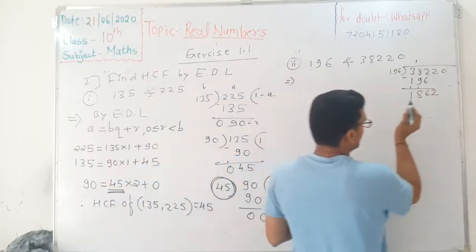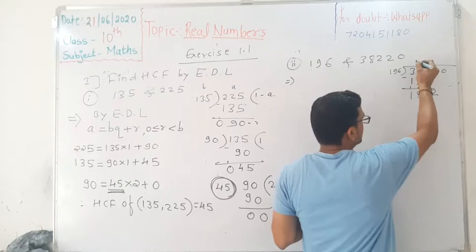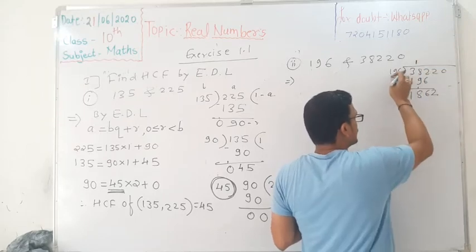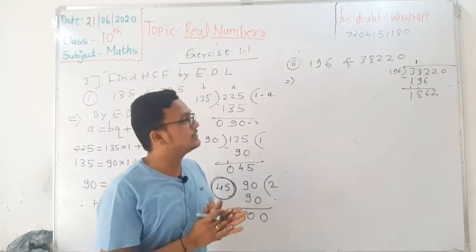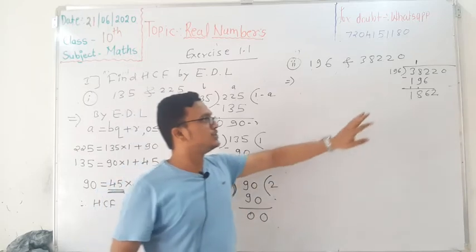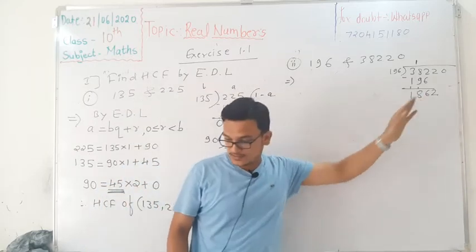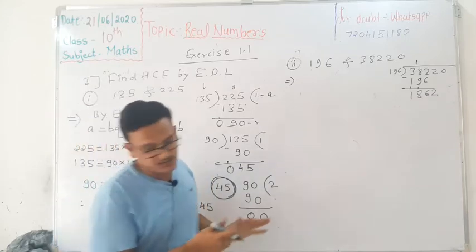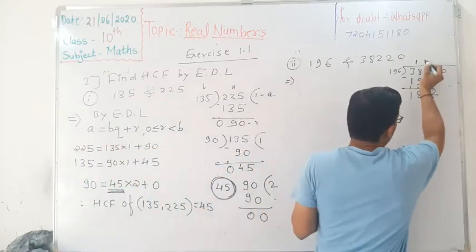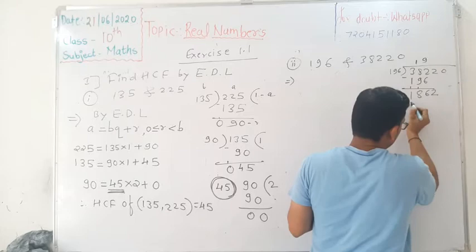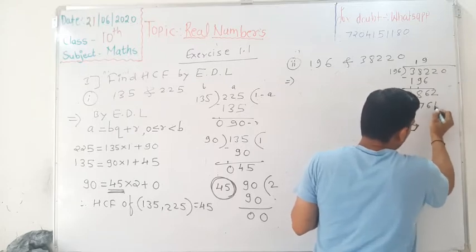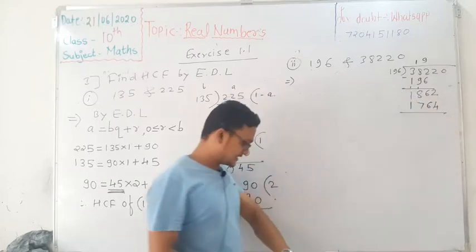Next again we have to divide. To that 196 we have to multiply some number which will be nearest to this remainder. If I multiply 196 into 9, I think we will get the number 1764.